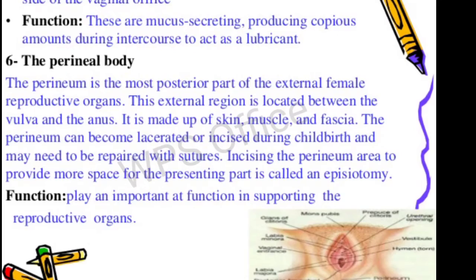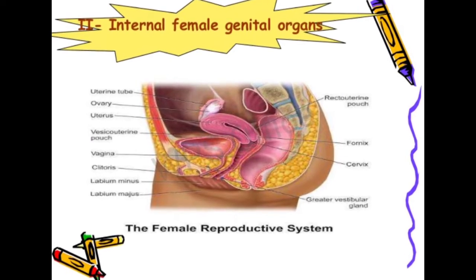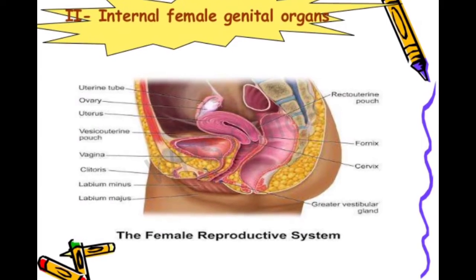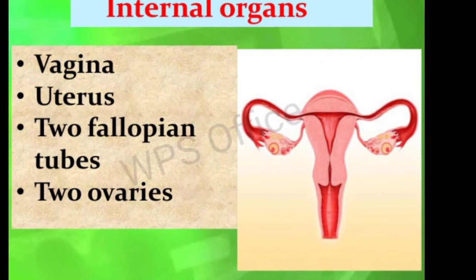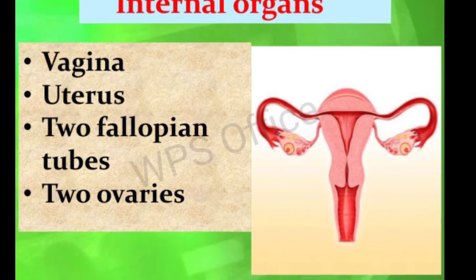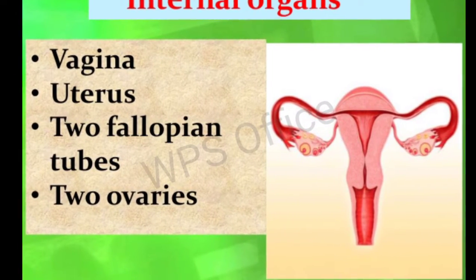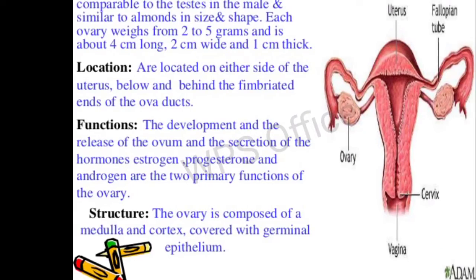Its function is to support. The next is the internal female reproductive organs. The internal female reproductive organs consist of the vagina, uterus, 2 fallopian tubes and 2 ovaries. Let us first know the ovaries.